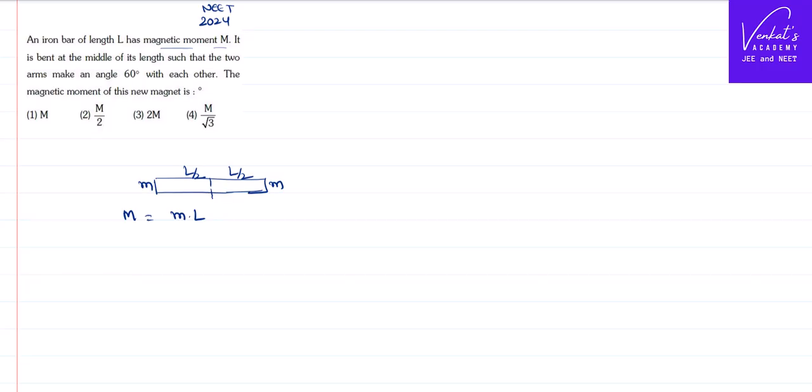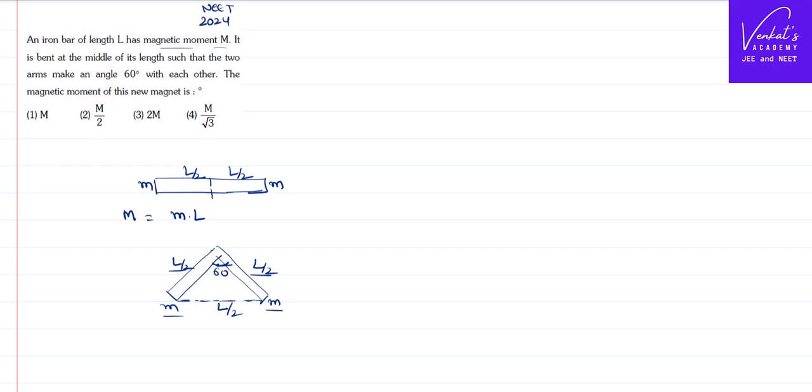Now it was bent at the middle such that it makes an angle of 60 degrees. This is how it was now bent. This is L by 2, this is L by 2. Here the angle is 60 degrees. This is the north pole, this is the south pole. Because this angle is 60, with this L by 2 and this L by 2, this is an equilateral triangle, and this length is also L by 2.